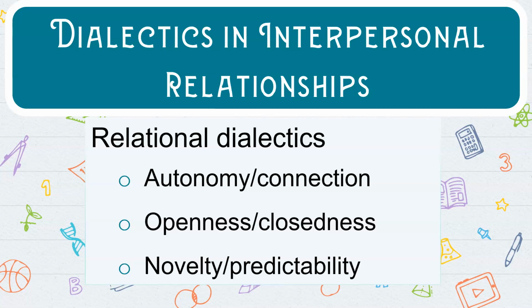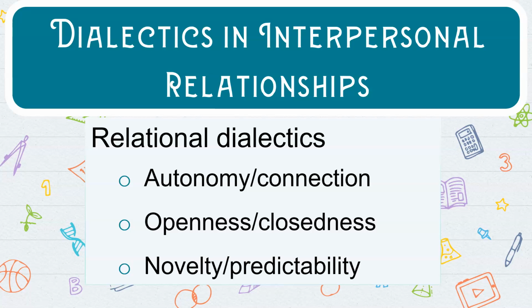For example, let's say that you complete your studies at Jefferson College and you decide to transfer to a four-year university in another state. So you want to be independent, but at the same time, you want to stay connected to your family. So, do you come home every weekend or do you stay at school? That tension is this autonomy connection dialectic.